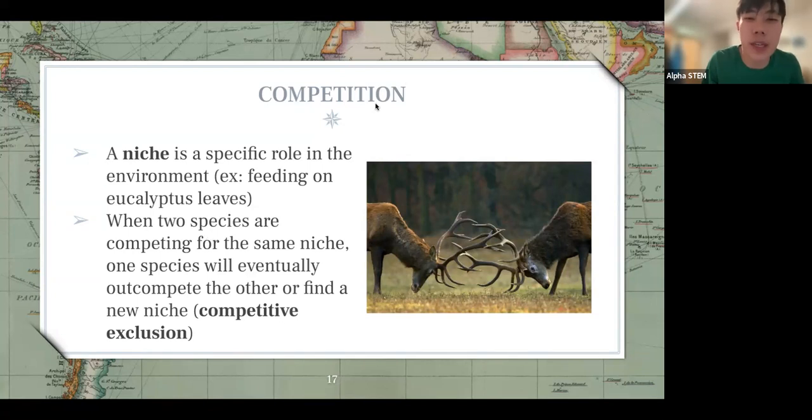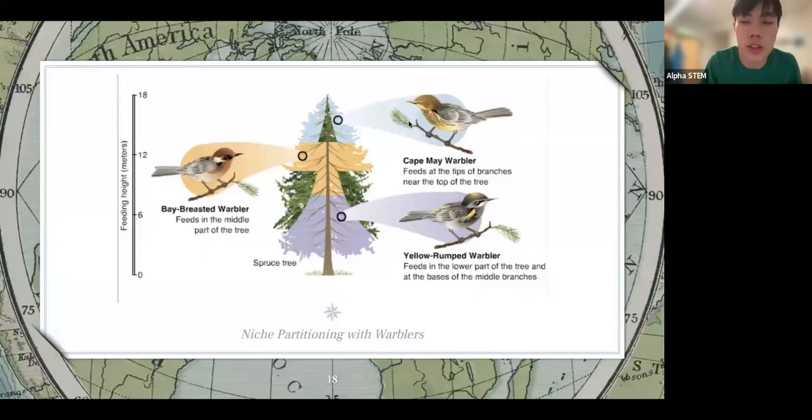And so when two species are competing for the same niche, just like two people who want the same job, one species will either eventually outcompete the other or find a new niche. So outcompete the other to extinction, or find a new niche. Basically, two species cannot be in the same niche for the long term. In the short term, they can, but over a long period of time, one of them will either evolve to be better, or they will evolve into a different niche. And if the other one evolves to be better, then they might get outcompeted to extinction. And this is called the principle of competitive exclusion. So they exclude each other from being in the same niche.